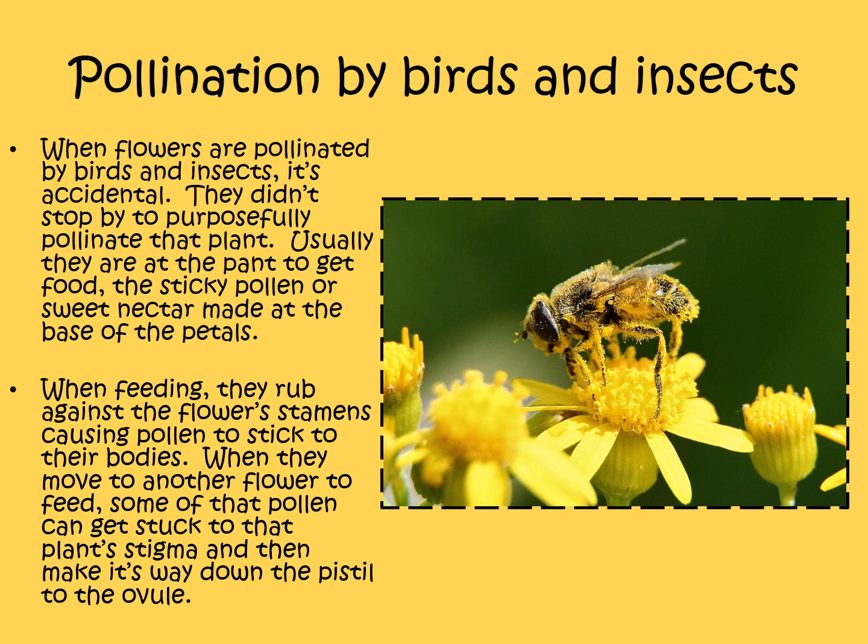When feeding, they rub against the flower's stamens, causing pollen to stick to their bodies. When they move to another flower to feed, some of that pollen can get stuck to the plant's stigma and then make its way down the pistil to the ovule. So in your notes, try to summarize what you learned on this slide. Pause for a minute and write down why pollination by birds, butterflies, and hummingbirds can be accidental.